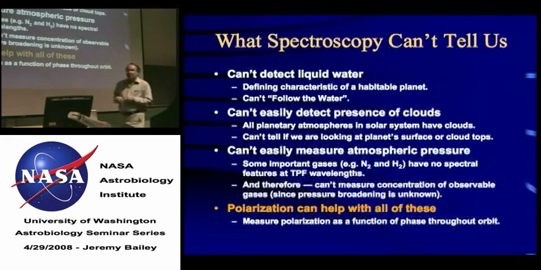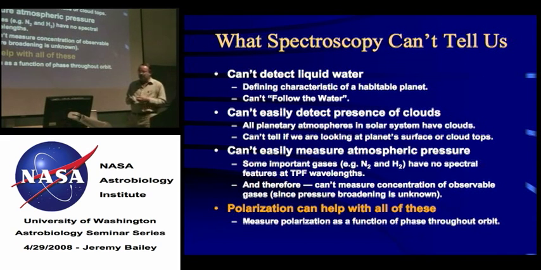But there's a number of things we'd like to do that spectroscopy can't do for us. One thing it can't do is detect liquid water. And liquid water is the defining characteristic of a habitable planet. The mantra in astrobiology in the solar system has been "follow the water." Water is the one fundamental characteristic required for life, and so you want to look for liquid water to detect planets that are promising for life. We can't do that with spectroscopy.